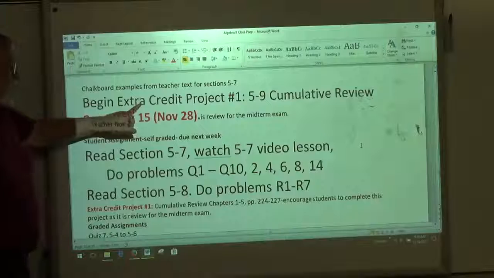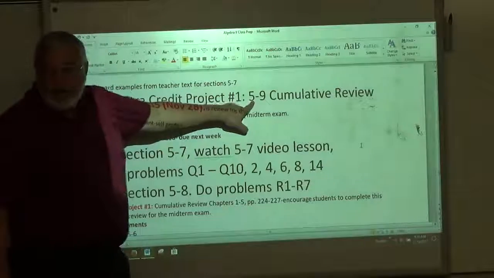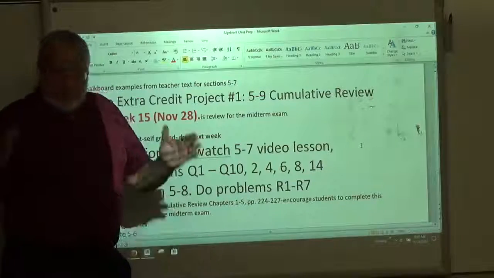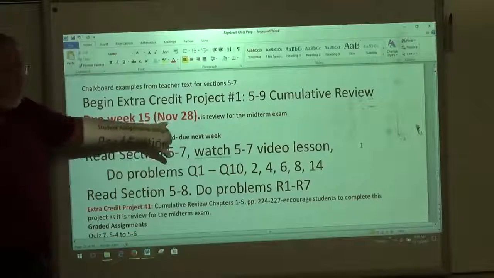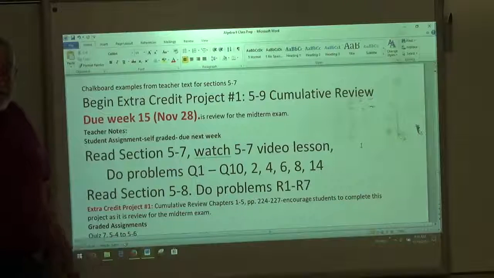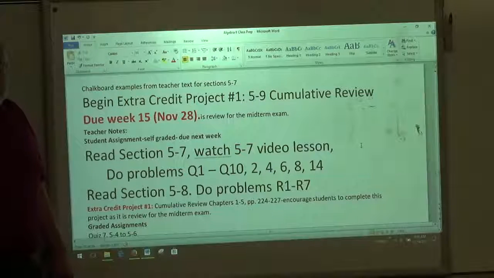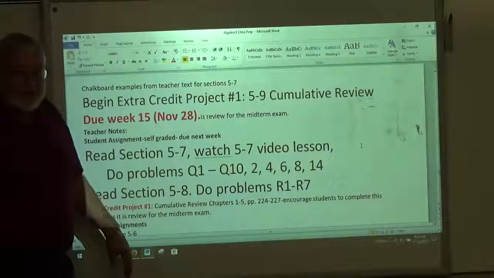First of all, there's an extra credit project, which is basically section 5.9. It's called the Cumulative Review. It's a review of the first 5 sections. It is due November 28th. That's 2 weeks. It's an extra credit project, number 1. It's also part of the review for the midterm, which we're going to have on December 6th. So be aware of that, 6th or 4th, whatever that Tuesday is.